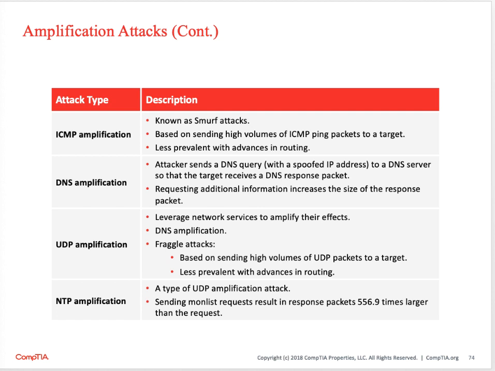In a DNS amplification attack, the attacker is going to send a DNS query to a DNS server, which is going to respond with the spoofed address, the victim's IP address. If the attacker requests additional information, the response can be up to 179 times larger than the size of a regular DNS packet. So when you send a whole bunch of fake queries to different DNS servers, the network is going to get flooded and go down.